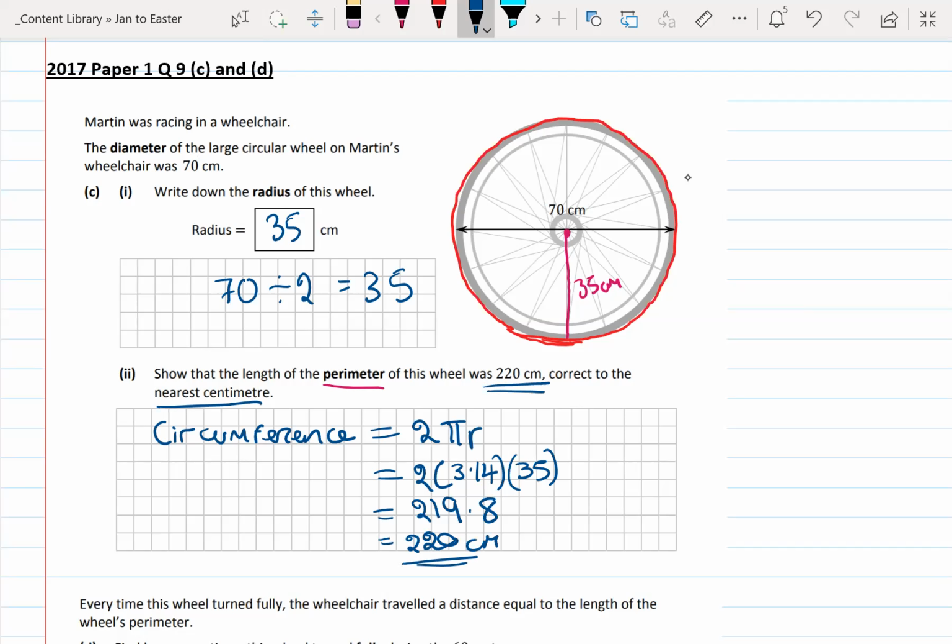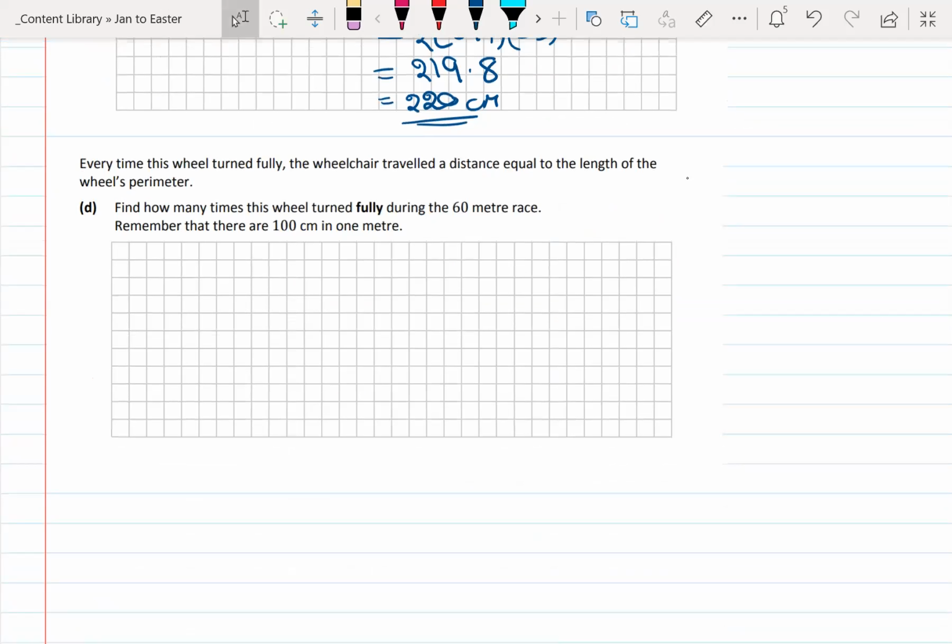Okay. Every time this wheel turned fully, the wheelchair traveled a distance equal to the length of the wheel's perimeter. Find how many times this wheel turned fully during the 60-meter race. Remember that there are 100 centimeters in 1 meter. So 60 meters, let's change that into centimeters. So there are 100 centimeters in 1 meter. So if we have 60 meters, that means we have 6,000 centimeters.